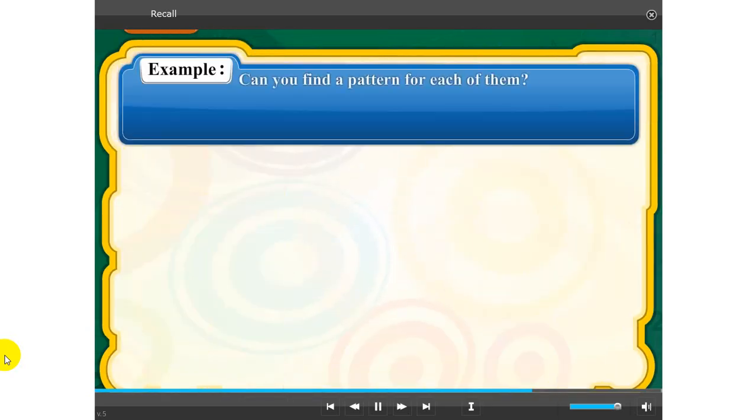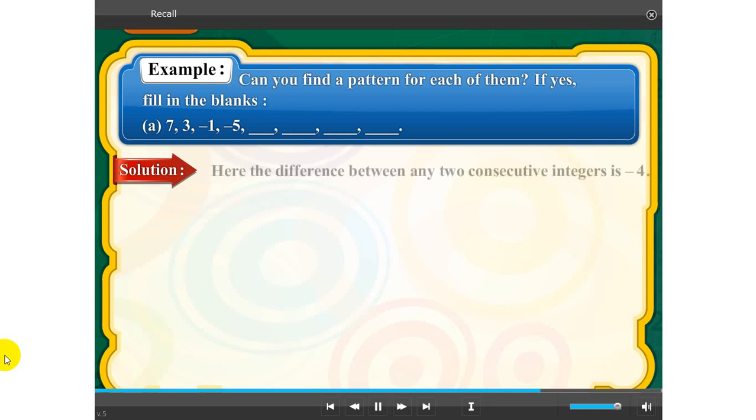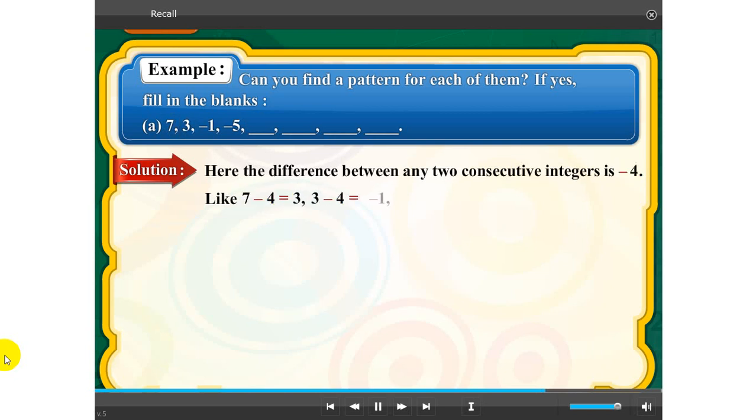Example. Can you find a pattern for each of them? If yes, fill in the blanks. A. 7, 3, -1, -5, blank, blank, blank, blank. Solution. Here the difference between any two consecutive integers is -4. Like 7 minus 4 is equal to 3, 3 minus 4 is equal to -1.